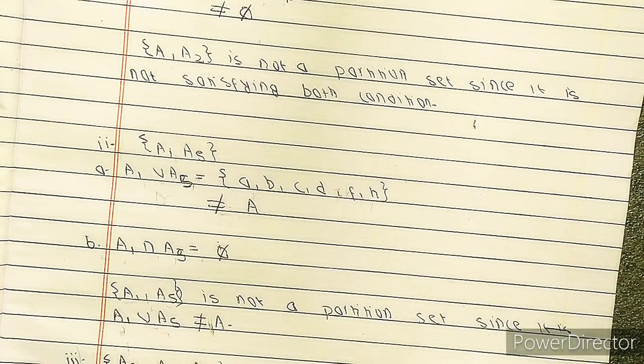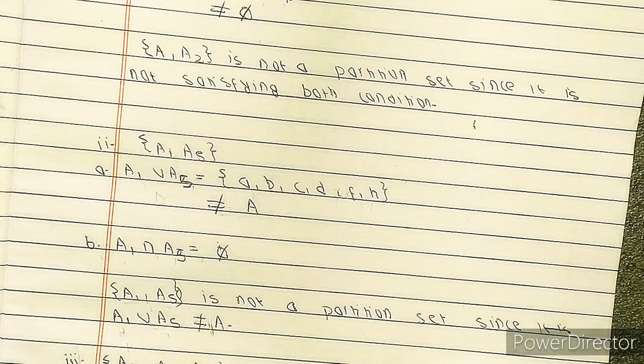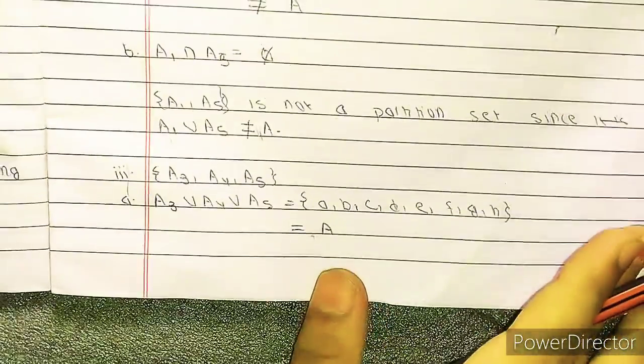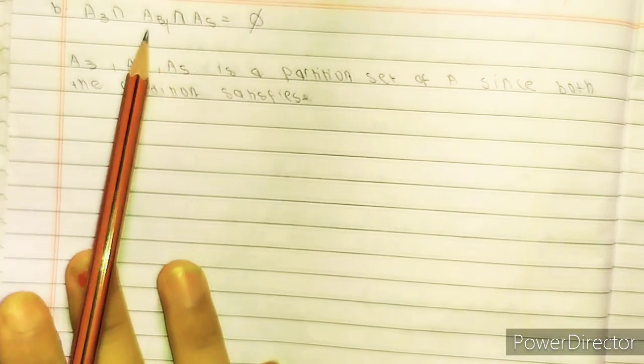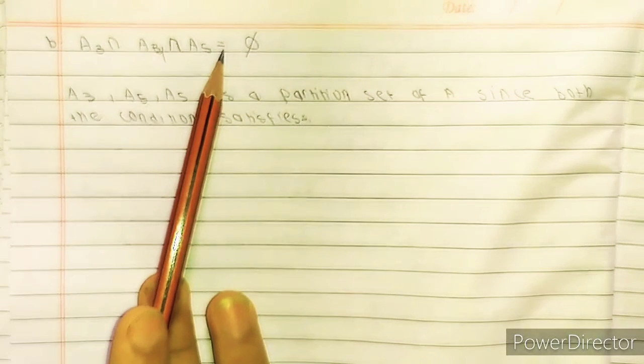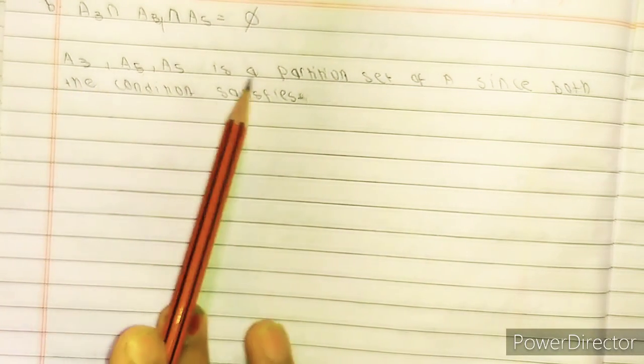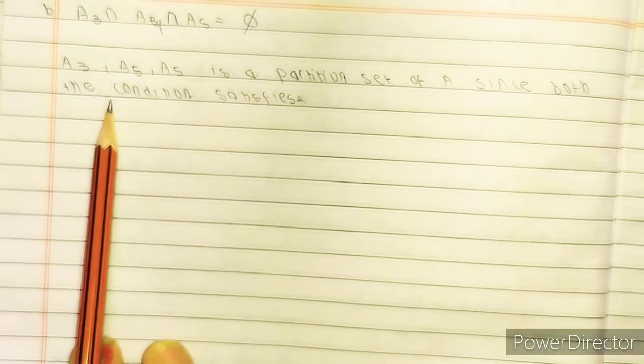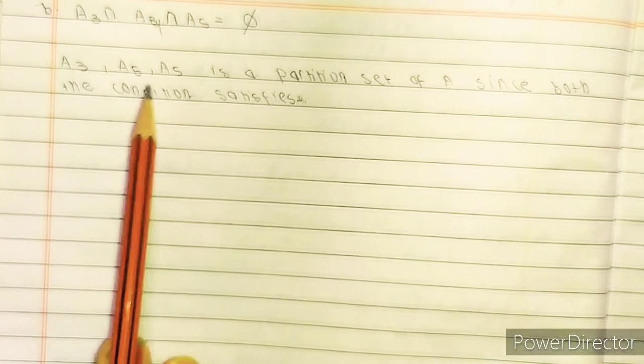So question number 3 is A3, A4 and A5. If you do the union of A3, A4 and A5, you would find that it is equal to A, that is A, B, C, D, E, F, G, H. Then if you again do the intersection of A3, A4 and A5 on the next page, it would be equal to phi, meaning nothing would be common. So A3, A4 and A5 is a partition of A since both the conditions are satisfied.